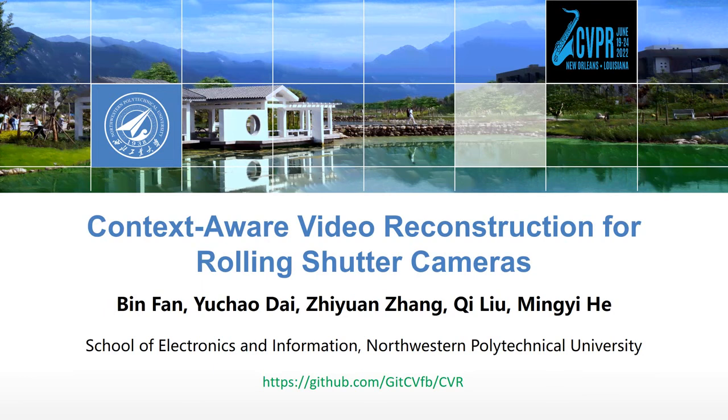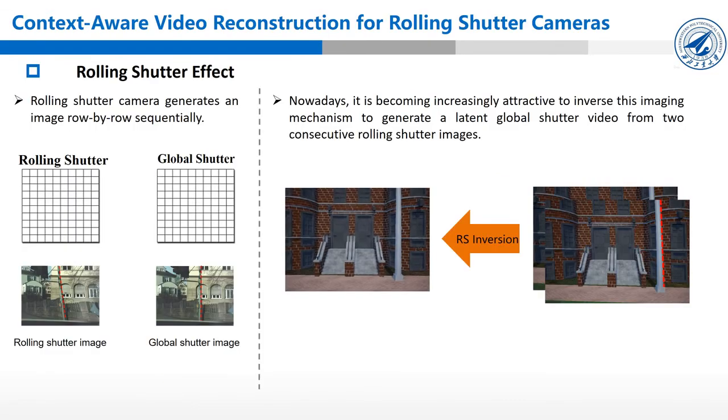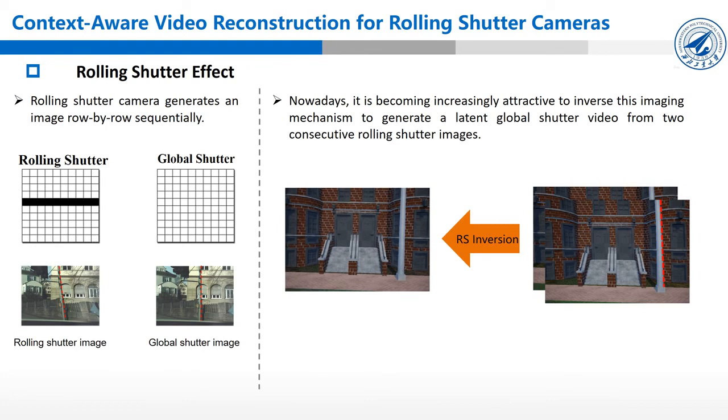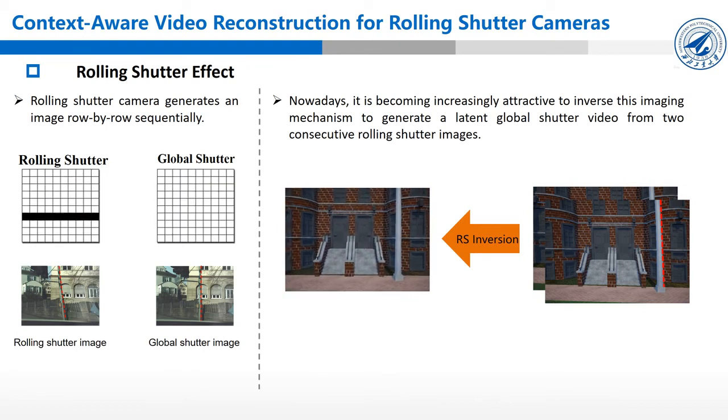I am a PhD student at Northwestern Polytechnical University, and will now present our paper Context-Aware Video Reconstruction for Rolling Shutter Cameras. The CMOS camera with a rolling shutter mechanism is becoming more and more popular. The rolling shutter camera is exposed row by row sequentially. Therefore, the images captured by a moving rolling shutter camera will have geometric distortions, such as skew and wobble, which is known as the rolling shutter effect.